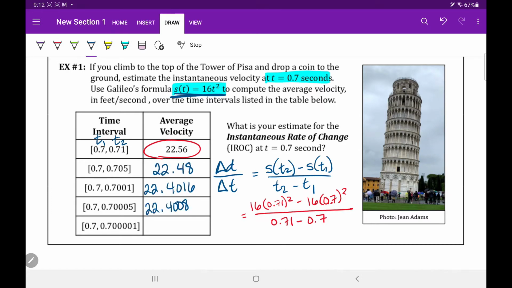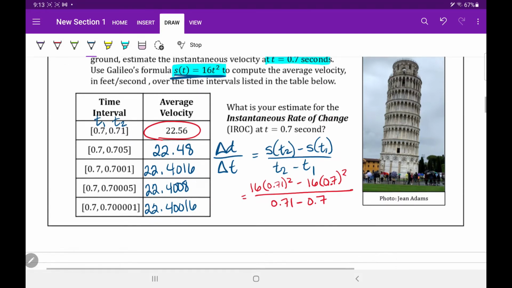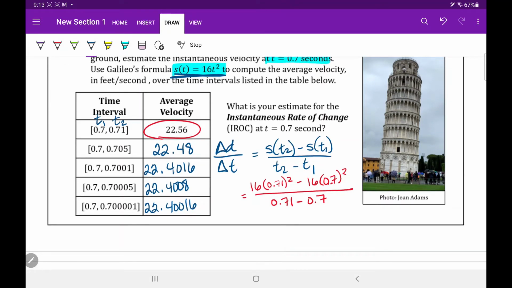But also, let me tell you that you want to leave enough places after the decimal. The general rule for the AP exam is 3 places after the decimal. I'm going to write that down here at the bottom, and you can check your answers here on this row.